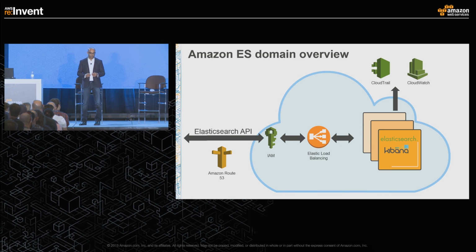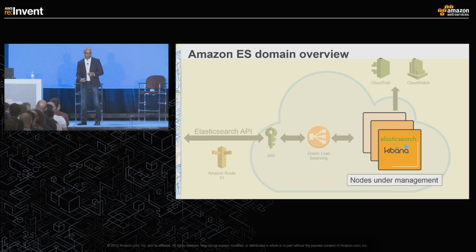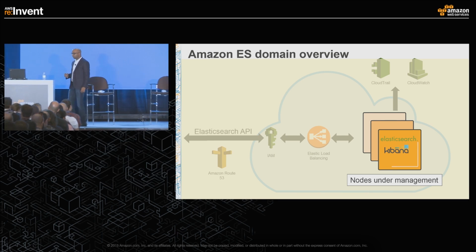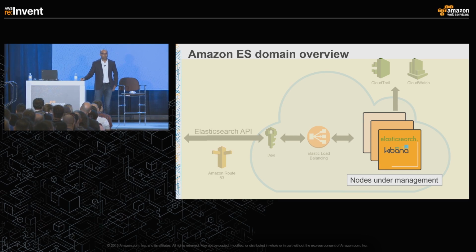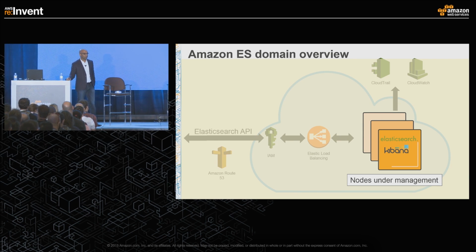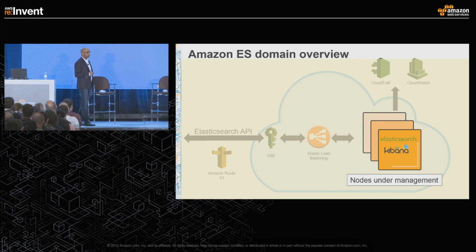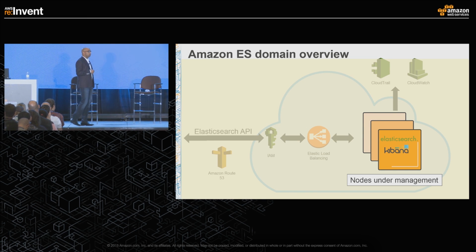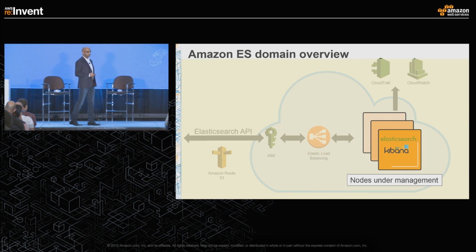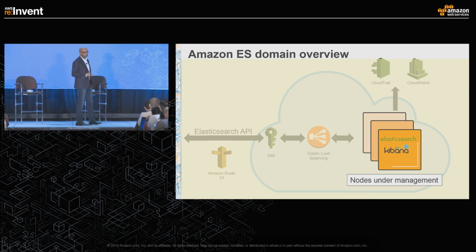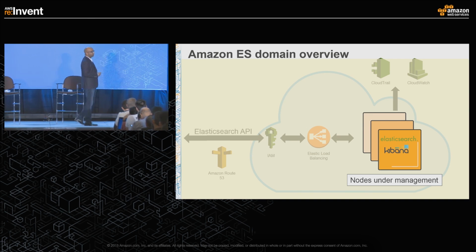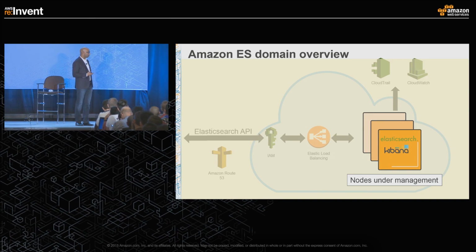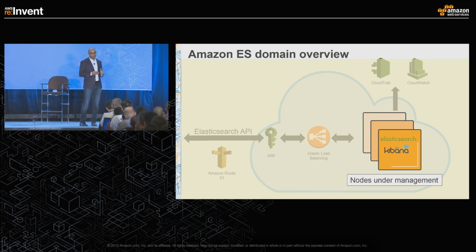Let's look at each of these in more detail. So the first one is the nodes under management. We talked about the 2 different types of nodes that you can set up in your cluster. The first one is the data node, which holds the data and responds to queries. The second is the master node that manages cluster stability. The service is going to manage all these nodes for you. It's going to continually monitor these nodes, and if a node does fail, it's going to attempt to recover it where possible. So these nodes are completely managed by the service.